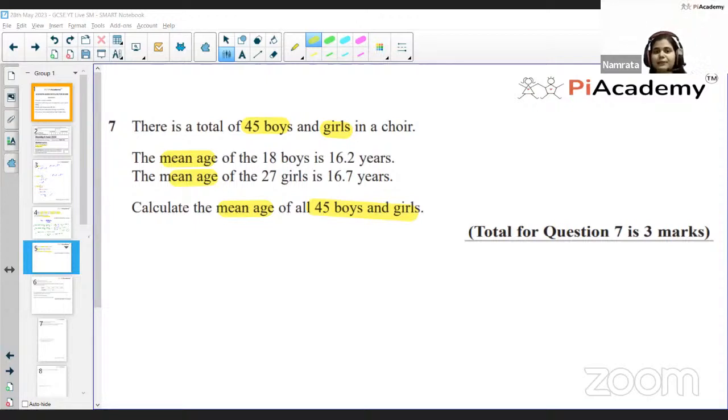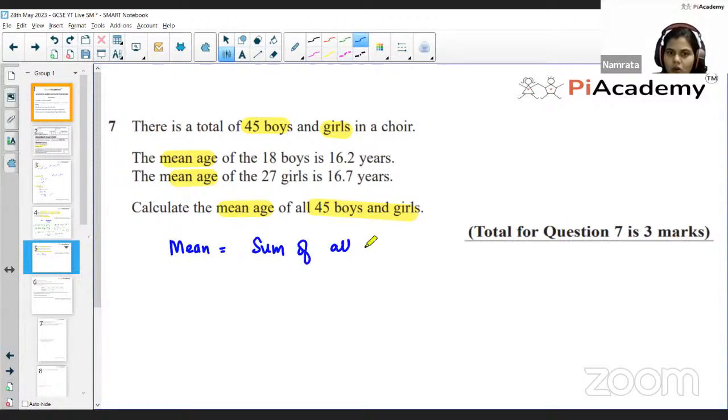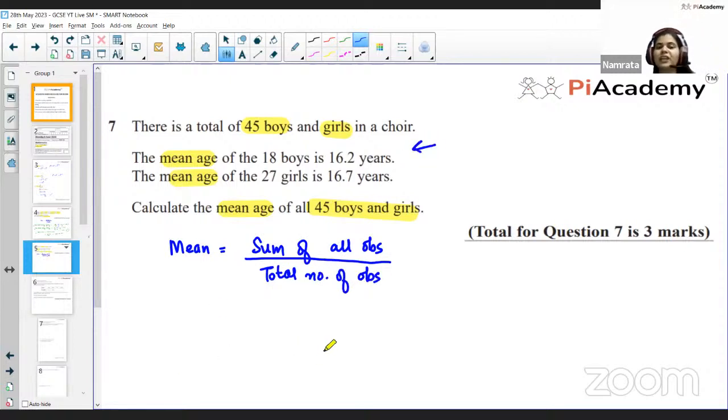Okay, so let's start discussing the solution. The very first thing here is to discuss the formulae that will be required. So mean is basically sum of all observations upon total number of observations. Let me write that down quickly. Mean is sum of all observations upon total number of observations. Okay, so starting with the first part. The mean age of 18 boys is 16.2 years, which means the mean is given. We need to find out the sum of ages of 18 boys.